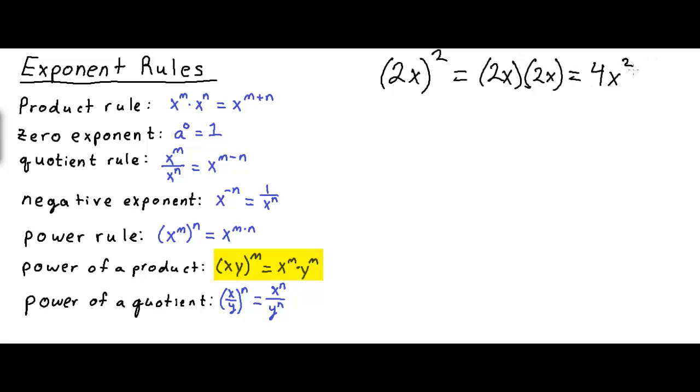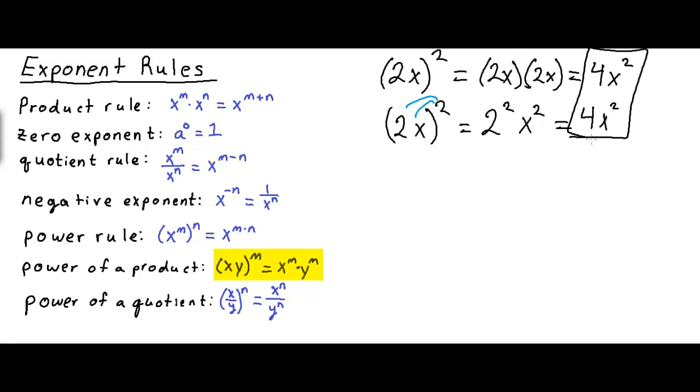Another way of looking at it is the power of a product rule, where we, in essence, distribute out that exponent. So we're going to end up getting 2 squared, x squared. All we do is distribute out that exponent. So what is 2 squared? 4. And then x squared stays the same, and we see we get the same answer.